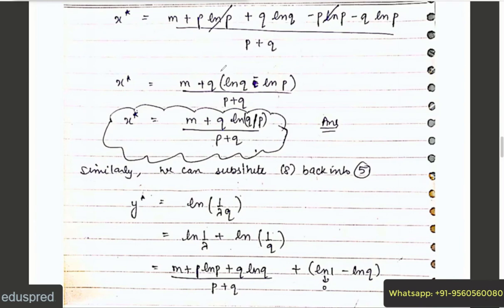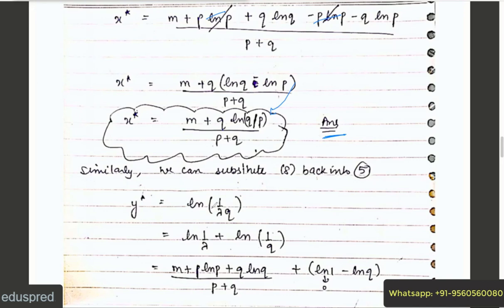Now taking the LCM, I will get that x star is equal to m plus p ln p plus q ln q plus p minus ln p ln p minus q ln p. So this and this gets cancelled. I am only left with x star is equal to m plus q (ln q minus ln p) divided by p plus q, and this can be written like this. So x star is equal to m plus q ln (q divided by p) divided by p plus q. So this is the value of your optimum x star, which is a function of p, q and m.